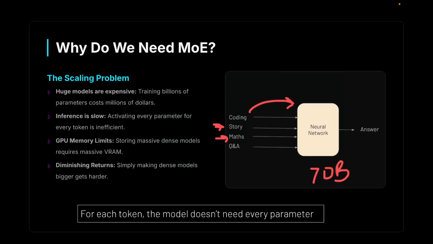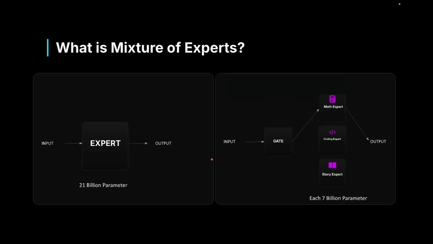And quality can also suffer because these billions of parameters are a combination of every category. It's more like a generalized neural network. But the funny thing is, for each token, the model doesn't need every parameter. That's what MoE solves. Let's see how MoE solves that.